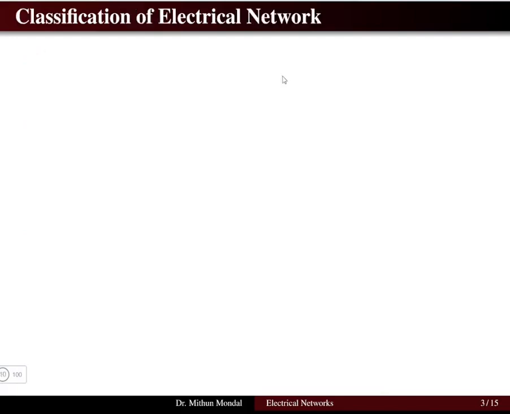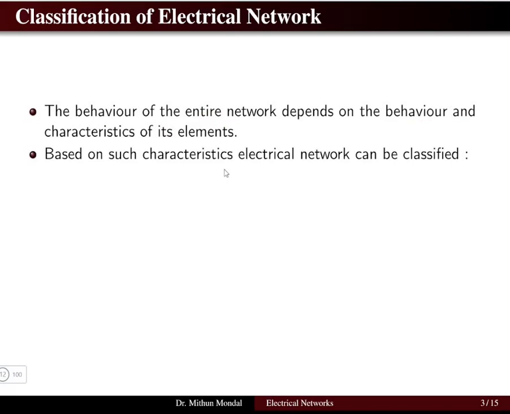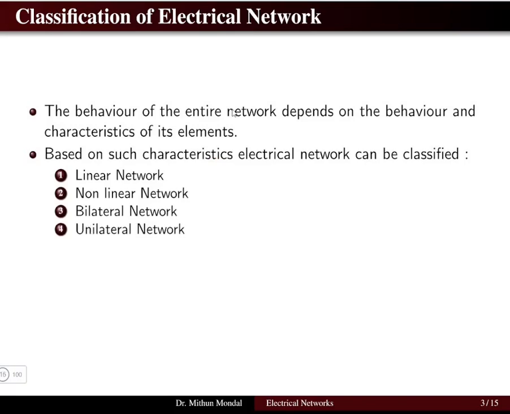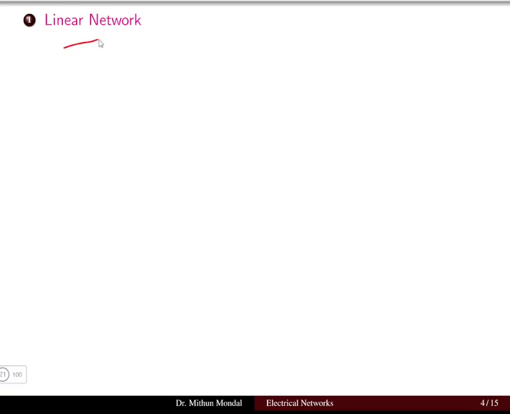Now how do we classify an electrical network? The behavior of the entire network depends on the behavior and characteristic of its elements. So the elements that are present in the electrical network will decide the classification of the electrical network. So it is necessary to understand how the electrical networks are classified. The first classification we will talk about is the linear network. Second, we will talk about the non-linear network, then the bilateral network, unilateral network, active network, passive network, lumped network, distributed network.